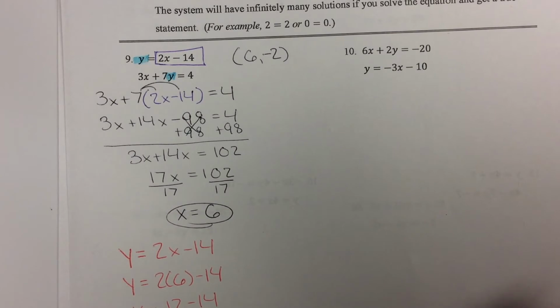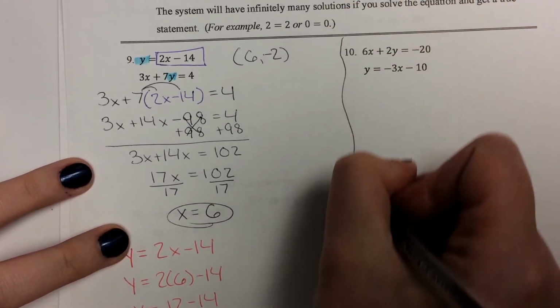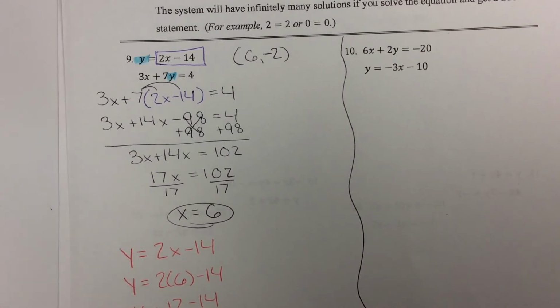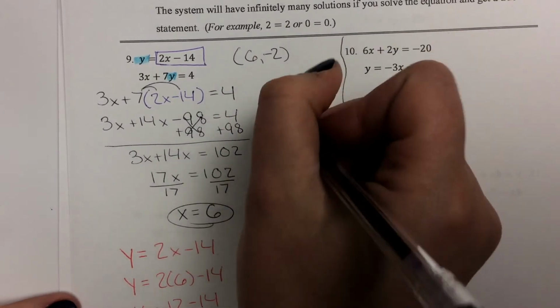However, yes, just like with everything in this chapter, we do have to check. Now, when we were graphing, we had to check our solution into both equations. The nice thing about substitution is that you only have to check it into one, okay? And it's really preference. Whichever one you want to use is fine. Some people think it's easier one way. Some people think it's easier another way. I'm just going to plug it into the first one.